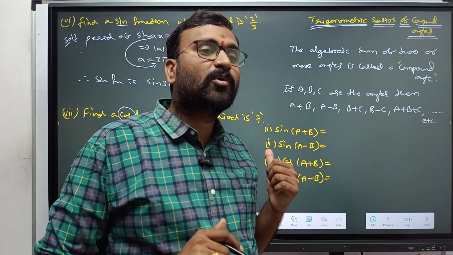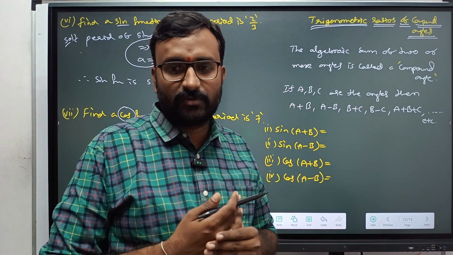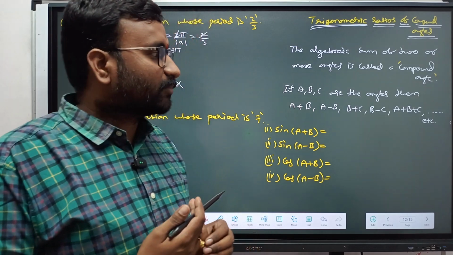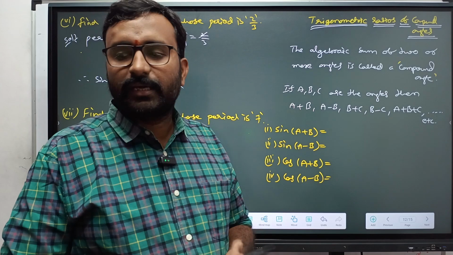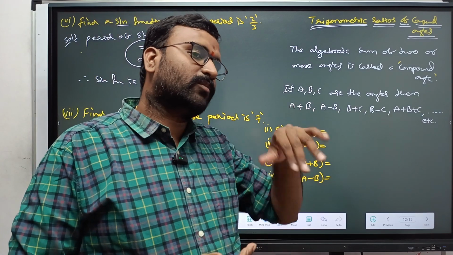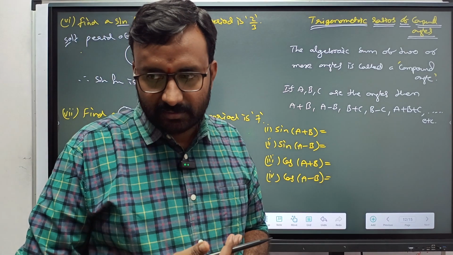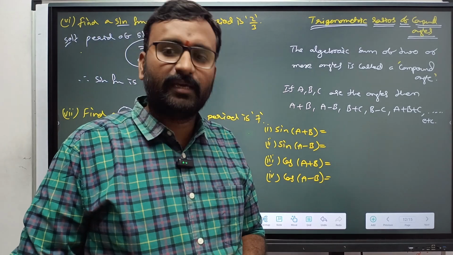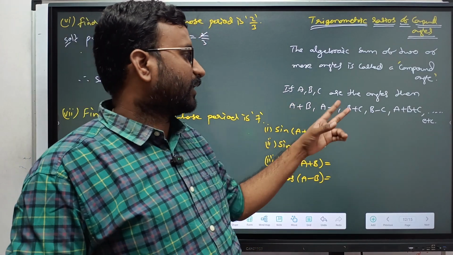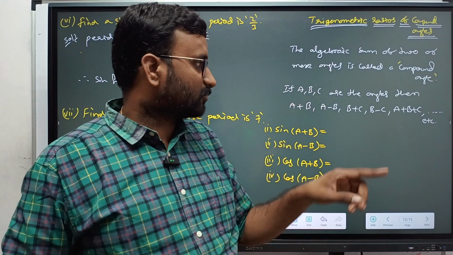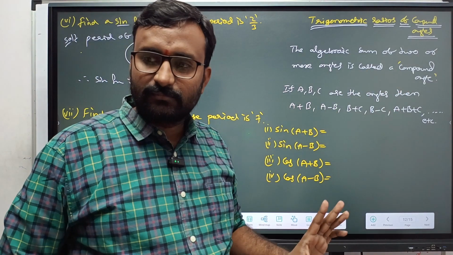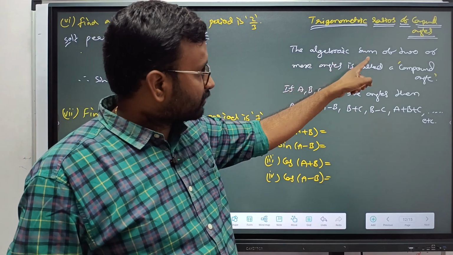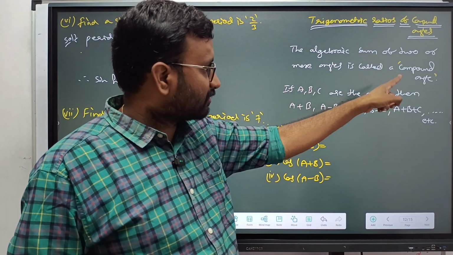Like compound functions we already learned, the composite of two functions. Suppose A is 30, B is 60, A plus B is 90. Is 90 one angle or more than one angle? 90 is one angle. So if you add or subtract, you again get one angle. That is only the definition. Compound angle: the algebraic sum of two or more angles is called a compound angle.